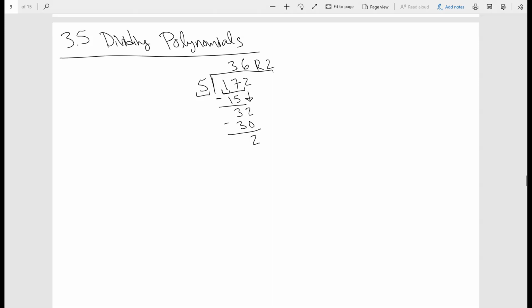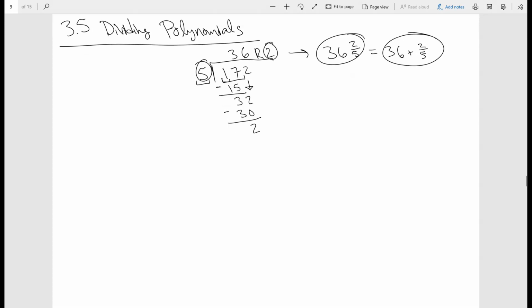Later on, when we learned about fractions, you know that you can write 36 and 2/5. This mixed number is just another way to say 36 plus 2/5, because you're taking the remainder and the divisor here. These are things we learned in grade school, and we're going to use them again in this section. So let's jump right in.